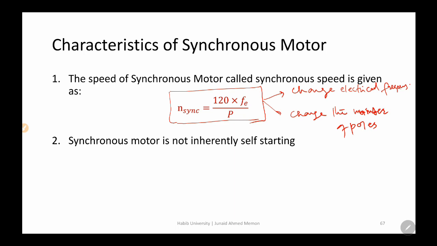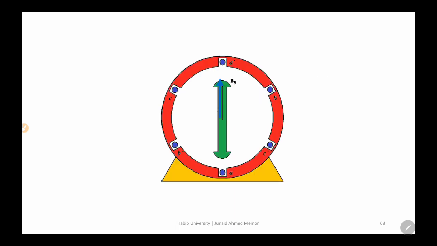The second thing about the synchronous motor is that it is not inherently self-starting. It means that if you just connect the three-phase power supply to the synchronous motor, the motor will not start by itself. It needs an additional mechanism to start it. In order to first understand why it is not inherently self-starting, let's see the animation again. We have the same animation.